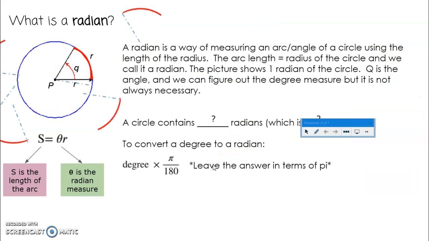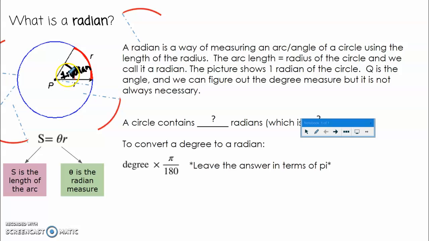All right, to find the length of an arc, we're actually going to do it two different ways. First, we're going to do it in terms of a radian. A radian is another way that we can measure angles going around a circle. A radian is equal to the radius of the circle. So in this picture, this red arc that I have drawn is the same length as a radius, and that means this angle in here is 1 radian. This angle, Q, is equal to 1 radian.